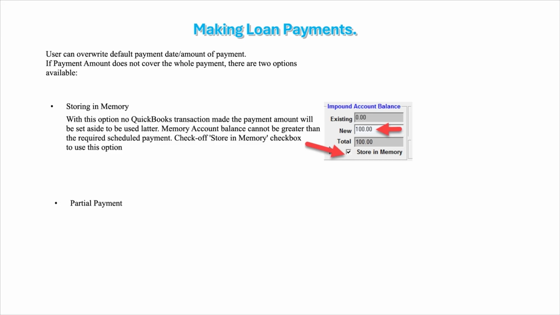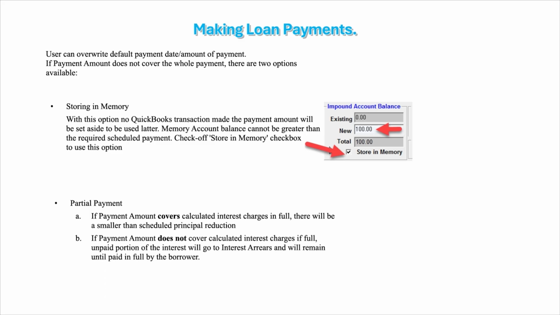Partial payment. If the payment amount covers calculated interest charges in full, there will be a smaller than scheduled principal reduction. If the payment amount does not cover calculated interest charges in full, the unpaid portion of the interest will go to interest arrears and will remain until paid in full by the borrower.